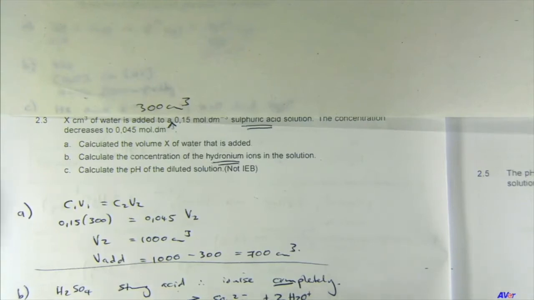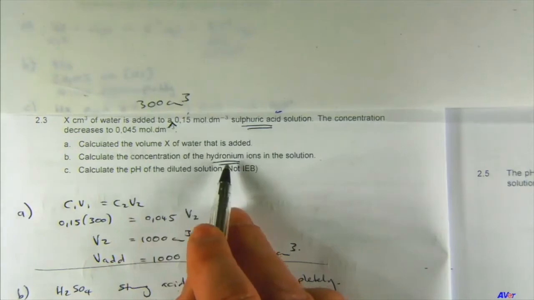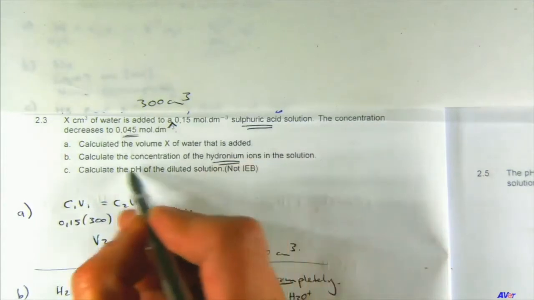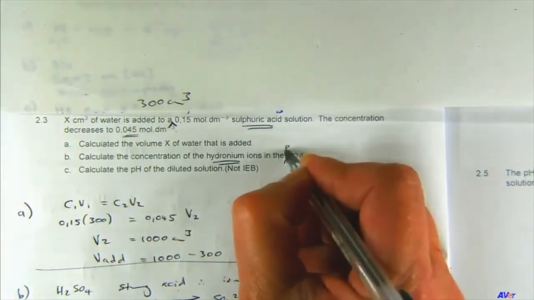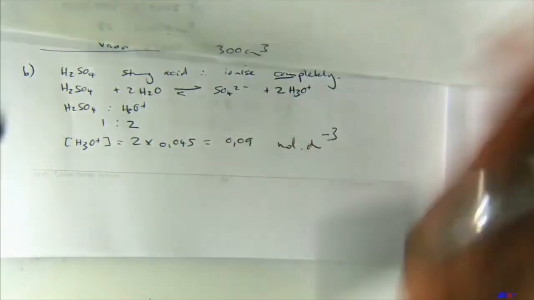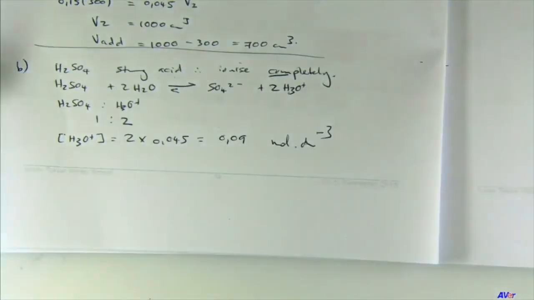So if the concentration of the solution, and we're working with the final solution, I think you should add that final just to make it clear. If we're working with 1 to 2, then the H3O+ in the final concentration is 2 times the 0,045, which is 0,09 moles per cubed decimeter. Right, so that was the question.